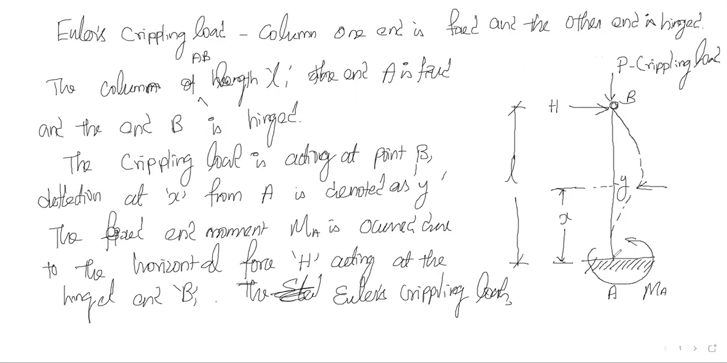So here the end A is fixed. Now if it is the fixed end, then the deflection is equal to 0 and the rotation is equal to 0, that is, slope is equal to 0. So this is one condition. And if it is a hinged end, then the deflection will be equal to 0. So these three conditions we are going to use as the boundary conditions.